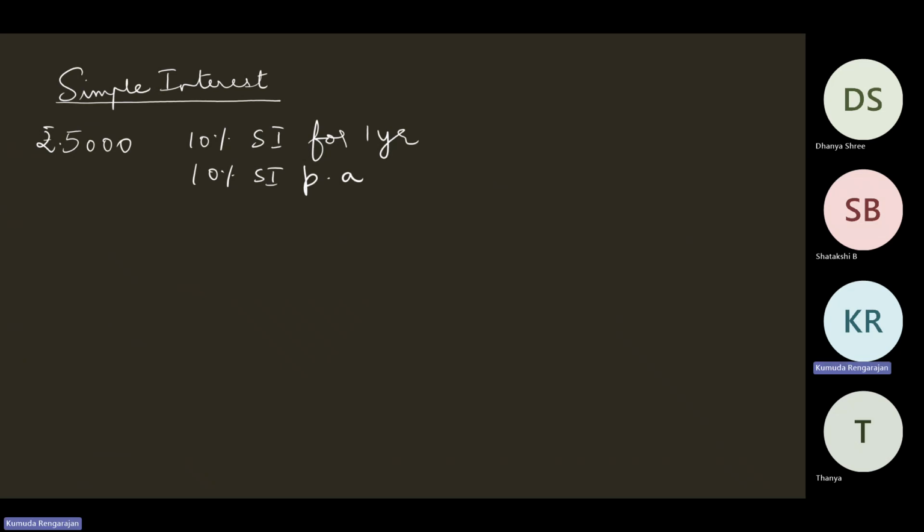So you have 5,000, you want to keep it in the bank. The bank gives you 10% simple interest per annum, per meaning for, annum meaning year, 1 year. Okay, 10% SI per annum. And like this, you keep the money in the bank, say for 3 years. So this is the principal, this is the rate, and this is time. It can be called T or N.